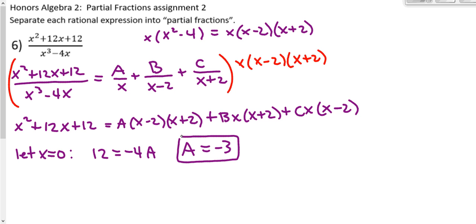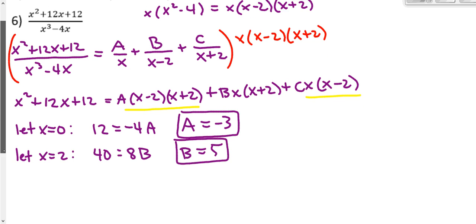Now let's let x equal 2. So what do we have on the left? I didn't compute that ahead. 2 squared plus 24 plus 12. And that's 40. Okay, so we have 40 equals, and this is going to be 0, and the last one's going to be 0. So we have b times 2 times 4. So we have 8b. 40 equals 8b, so b is 5.